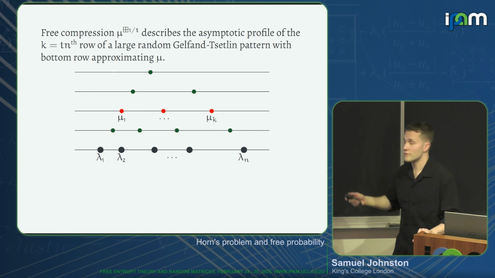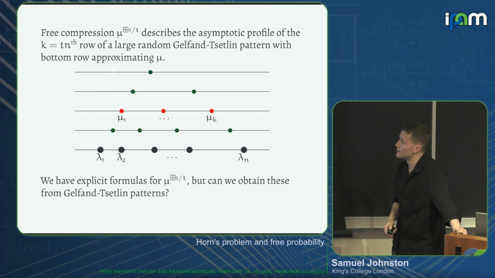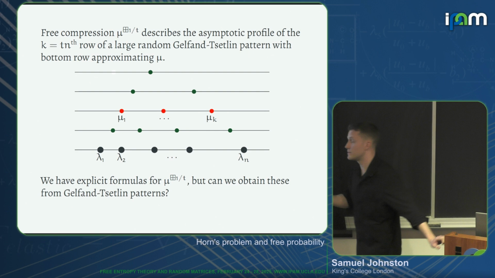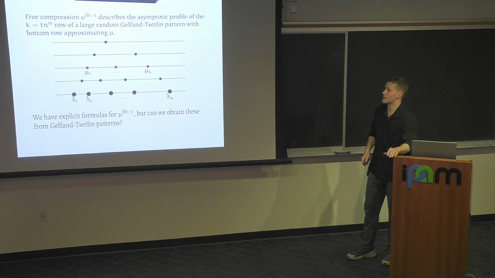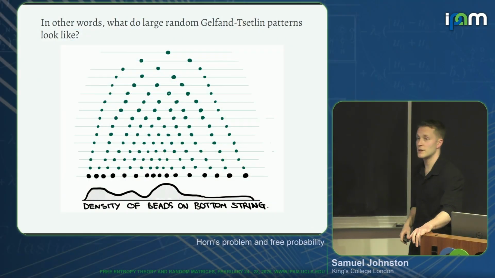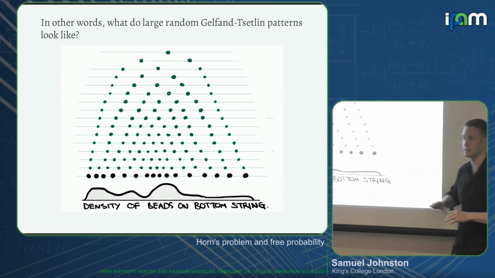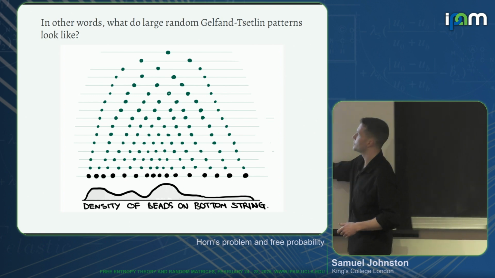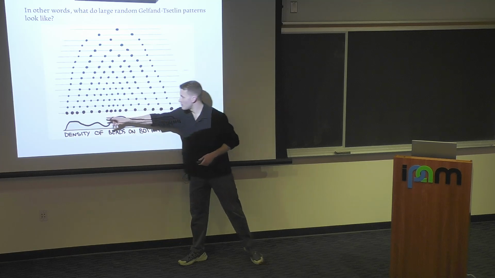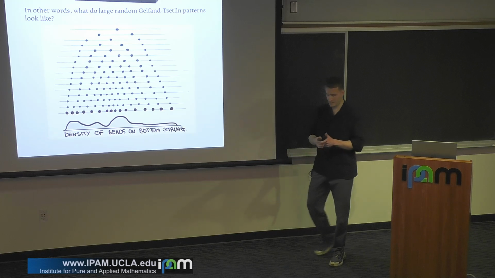Now, free compression, this operation in free probability, describes the asymptotic behavior of the minors of random matrices, the eigenvalues of minors of random matrices. So we have explicit formulas in the free probability literature for this compression operator. But can we obtain these formulas from a statistical physics approach? In other words, let's consider the purely probability and statistical physics exercise, where we ignore any relationship with eigenvalues or free probability. If we take a large Gelfand-Tsetlin pattern at random, where the points on the bottom string are distributed according to some density profile, can we describe the shape of this pattern overall?